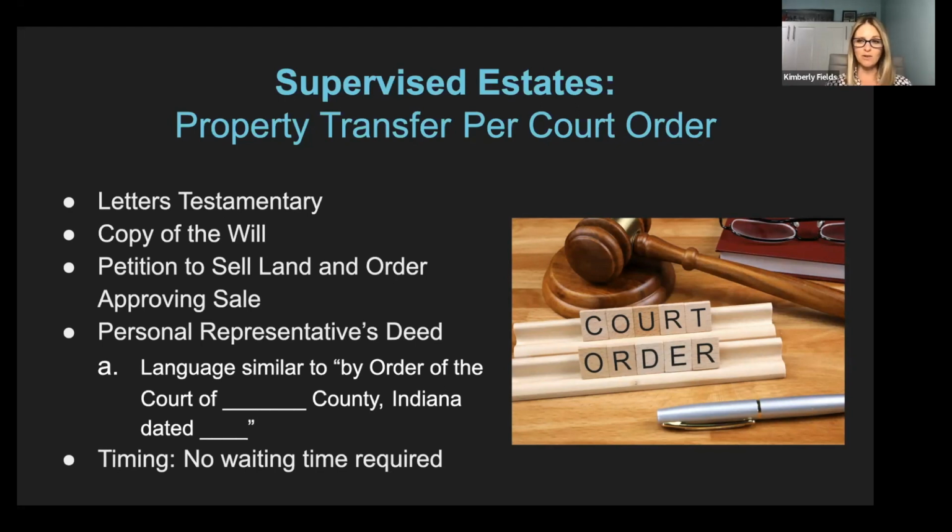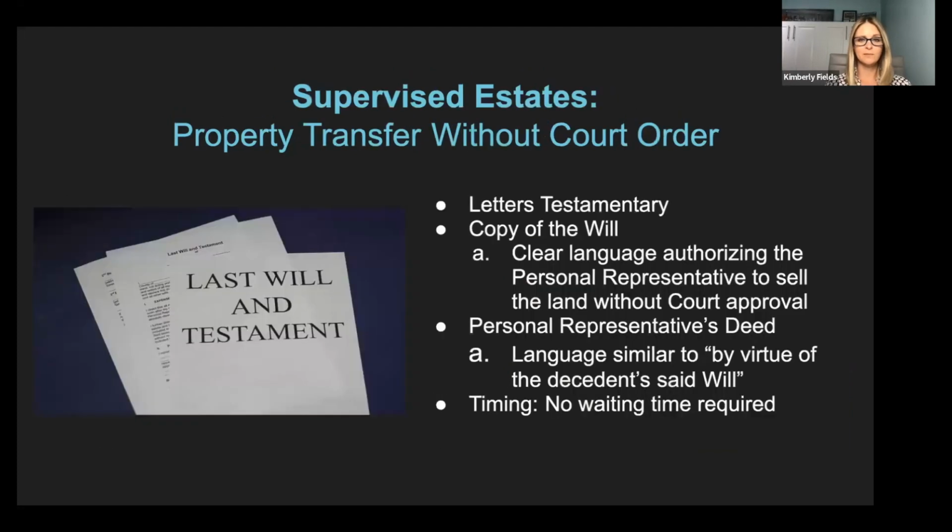And the great thing about supervised estates, although we don't see them as often as I would like, is there's no waiting time required. Once we have that order to sell, we can move forward and go on with the transaction, and the proceeds are then paid into the estate.